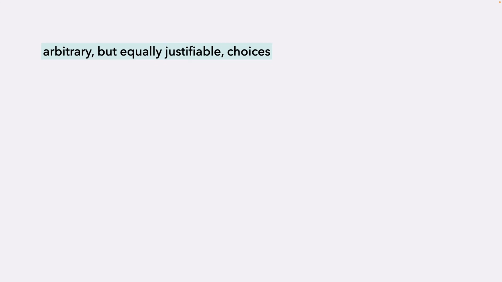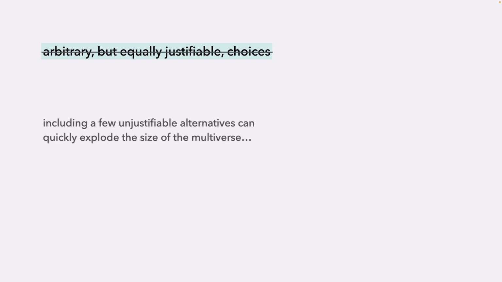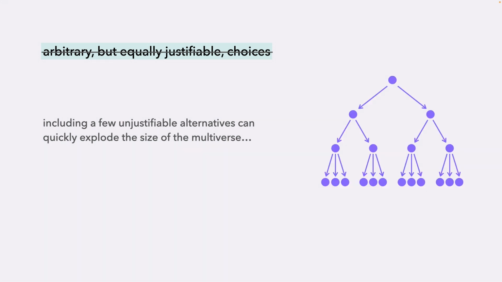Let us first focus on the statement that says alternatives need to be equally justifiable or defensible. What would happen if we were to include an unjustifiable alternative? Well, due to combinatorial explosion, the size of a multiverse quickly increases exponentially as you add more decisions and choices for these decisions.